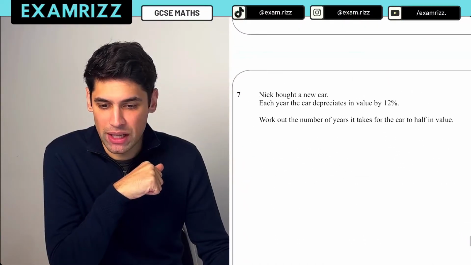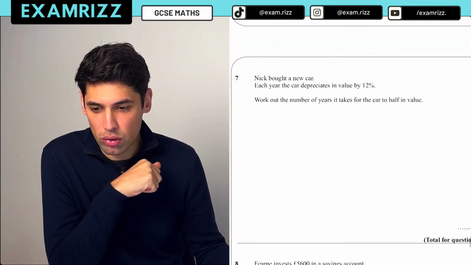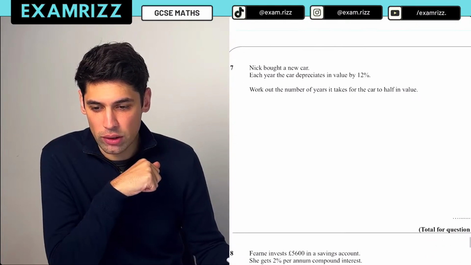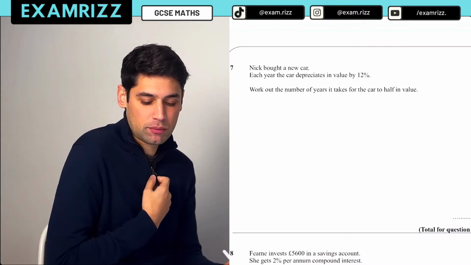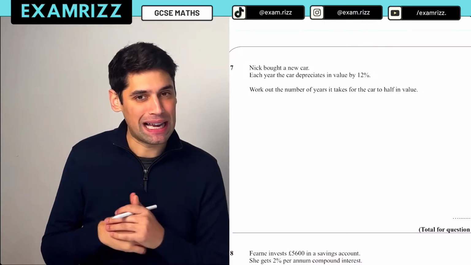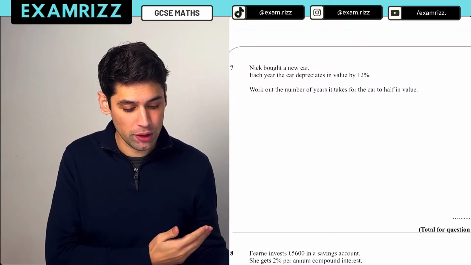Okay, here we go. This is the type of question they do love to throw into exams now. So I'm going to show you how to do it so you're well equipped. Nick bought a new car. Each year the car depreciates in value by 12%. Work out the number of years it takes for the car to halve in value.